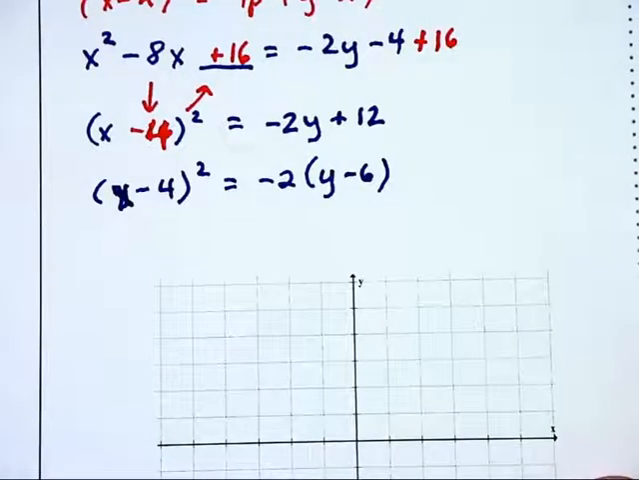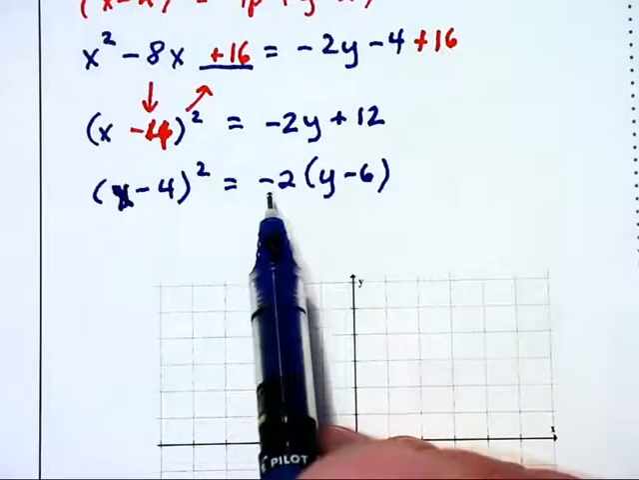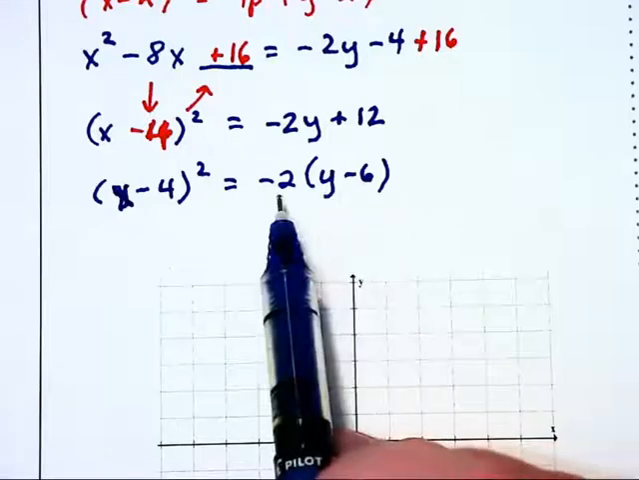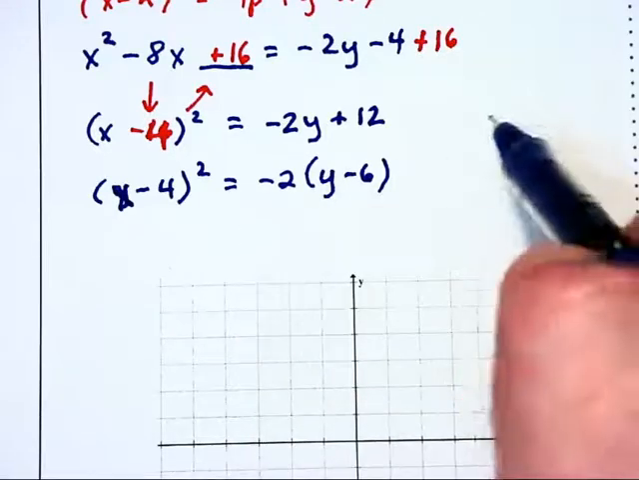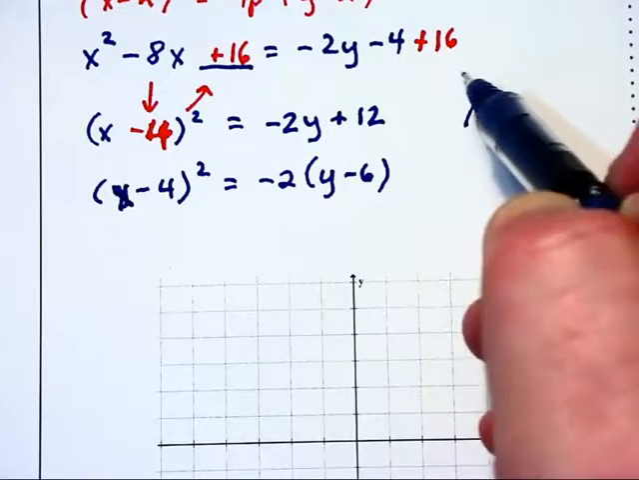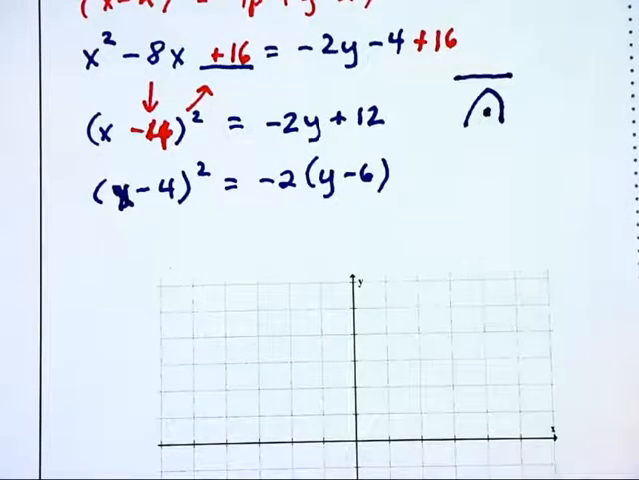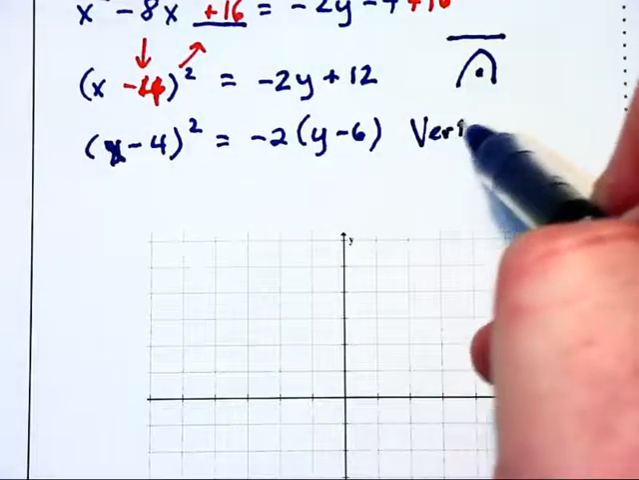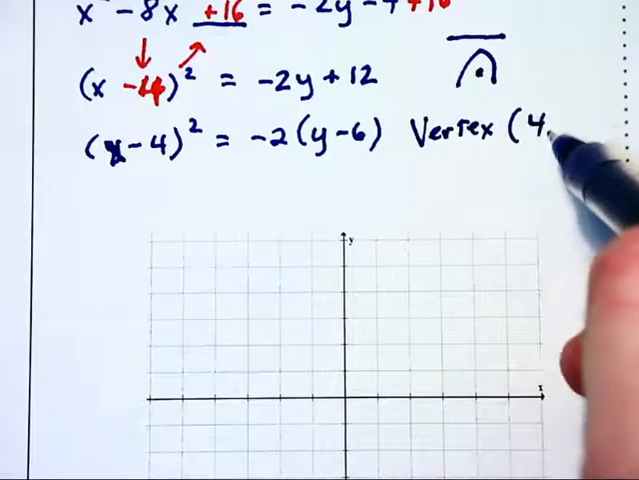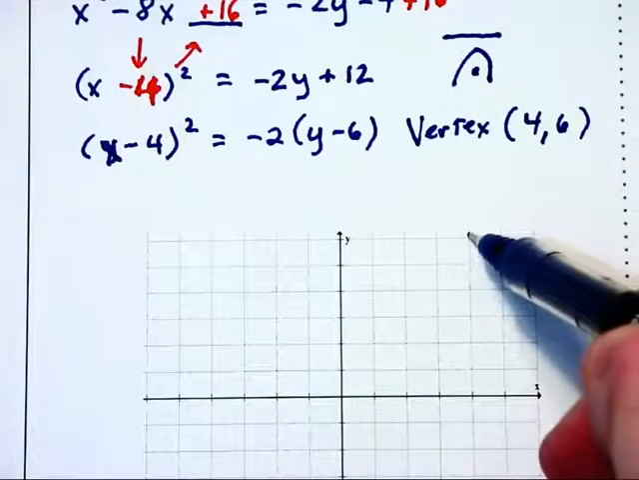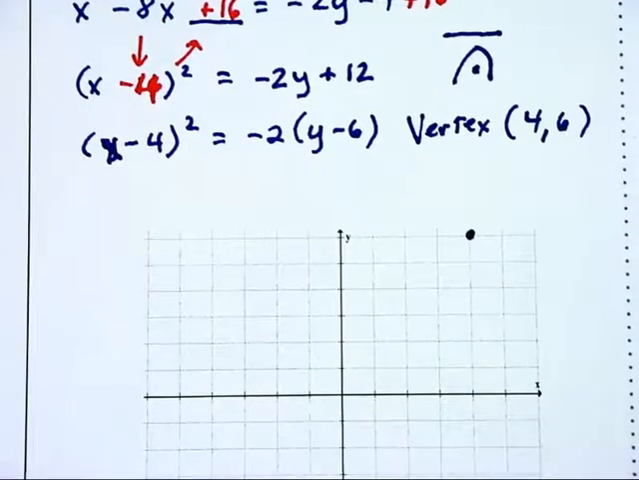We see that x is squared. That tells us it opens either up or down. And since we have a negative leading coefficient here in front of the y term, that tells us this is going to open downward. So sketch-wise, opening downward, vertex or focus inside. Here's my directrix up there. That's the orientation. And we know that the vertex is going to be located at (4, 6), which is what I'm about to plot here up there in the second quadrant.